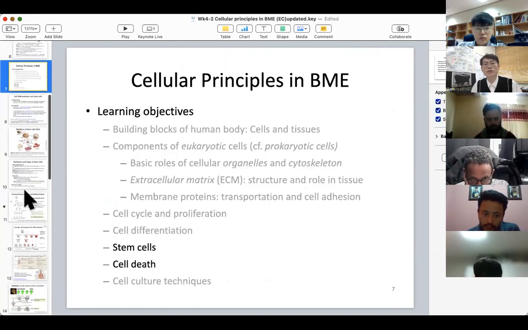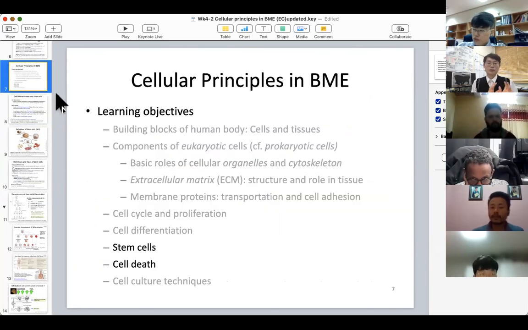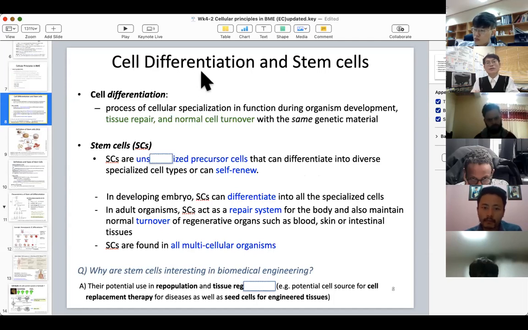So now I want to get into the stem cell part. This is something very important and a hot issue more recently, about cell differentiation and stem cells. So what is cell differentiation? That is the process of cellular specialization in function during organism development and tissue repair and normal cell turnover, with the same genetic material.